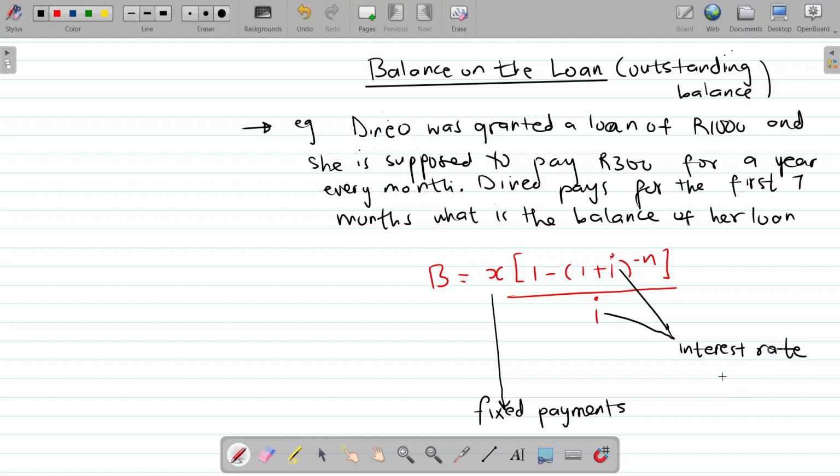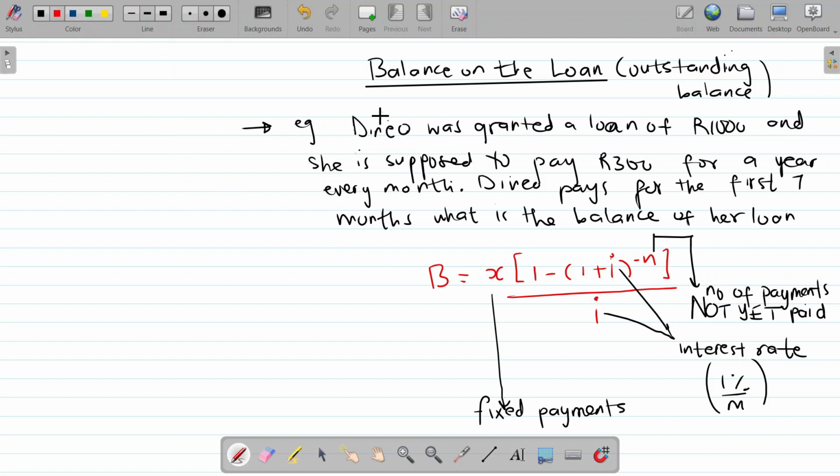It could be compounded however number of times. And then N over here is very important. These are the number of payments not yet made. Number of payments not yet paid or made.